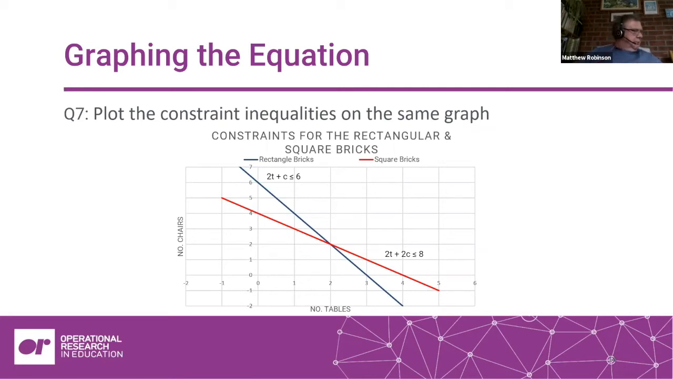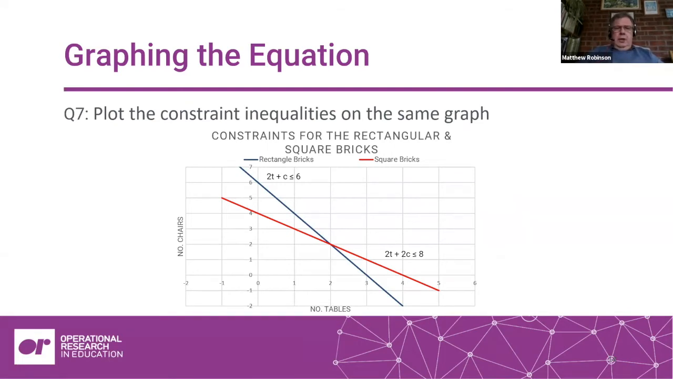We've obviously done the same for the square bricks. So this is if we produce no tables, how many chairs can we produce? And that's 4. So therefore we're crossing the graph at the value of x equals 0 and y equals 4. And if we produce no chairs, then in terms of the square bricks, we can produce 4 of those. So in this case, it is crossing the x-axis where x equals 4 and y equals 0.